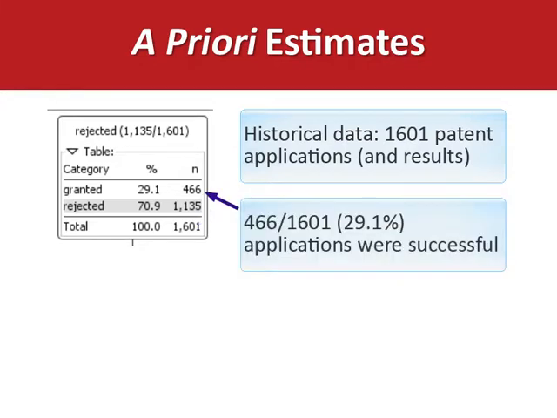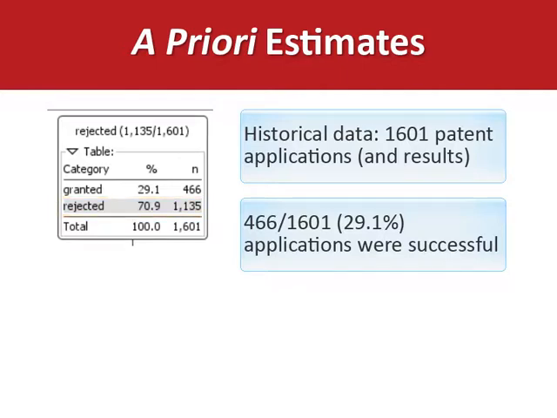In this data set, approximately 466 to be precise, of these patent applications were successful. So just over 29% were successful, and roughly 71% were rejected. So those are our a priori estimates of success.